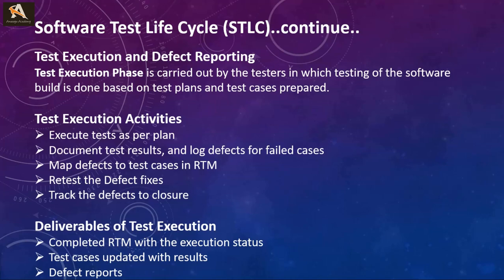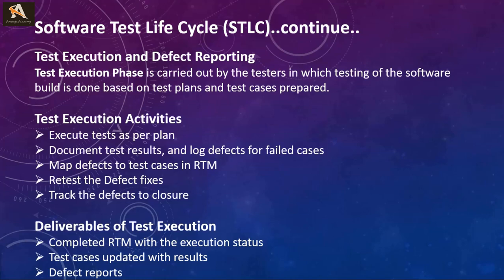Test execution phase is carried out by the testers, in which the testing of the actual software build is done based on the test plans and test cases that we have prepared during the test design. The process consists of test script execution, test script maintenance, and bug reporting. If bugs are reported, then it is reverted back to development team for correction and retesting will be performed.